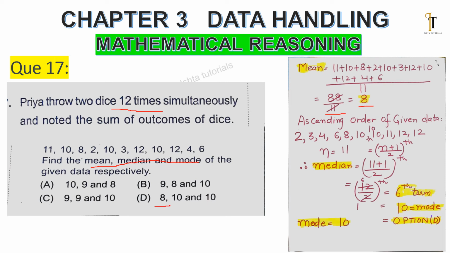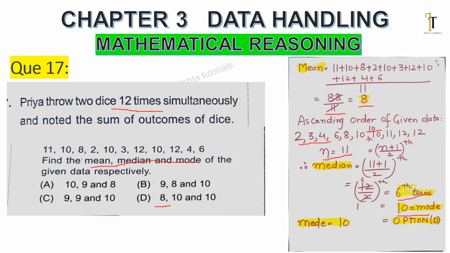So now let's find the median. To find the median we need to follow several steps. First step, arrange the data in increasing or decreasing order. We have arranged it in increasing order. Now count the number of observations, that is n equal to 11. Applying the formula, n plus 1 divided by 2, we got the 6th term. Okay. Now let's count 1, 2, 3, 4, 5 and 6. So the median of the given data is 10.